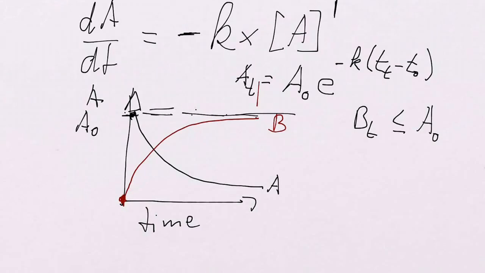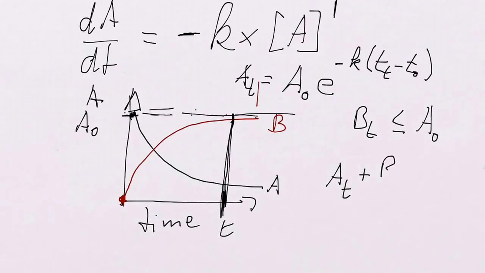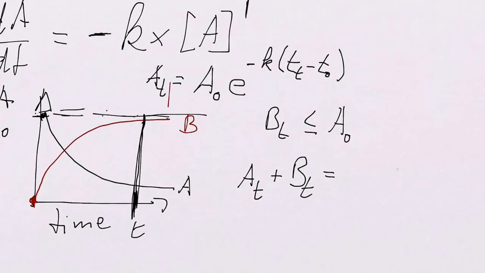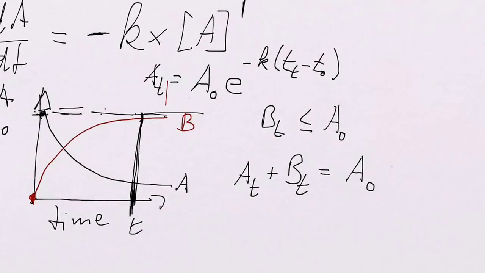We can also say, let's take any kind of time, let's say we have this time here. That's our time. We can say A(t) plus B(t), that means A at that time and B at that particular time, equals, what does that? A0, exactly. So at any time, if we put the two together, A and B, we get our maximum number, our A0, what we had at the beginning.